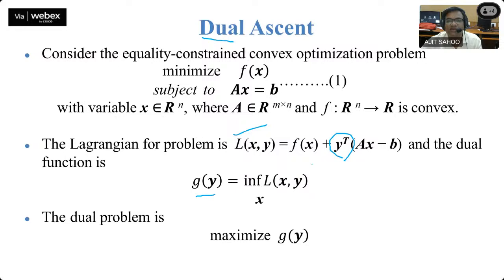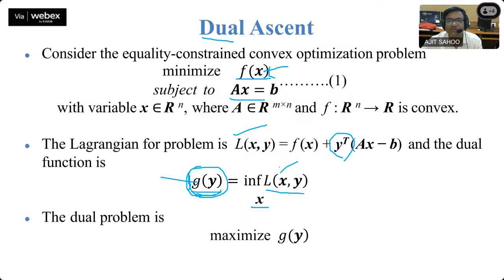So the dual function, if you find out, because here there is only an equality constraint, it will become a function of y only. Then g(y) is a concave function. This is always concave, irrespective of whether f(x) is convex or concave, that doesn't matter. But in this dual ascent, it assumes that f(x) is convex. So g(y) you will get as the infimum of L(x, y). Now you find out x from here, and you find out g(y) directly here.